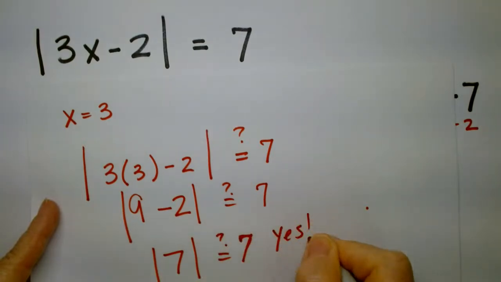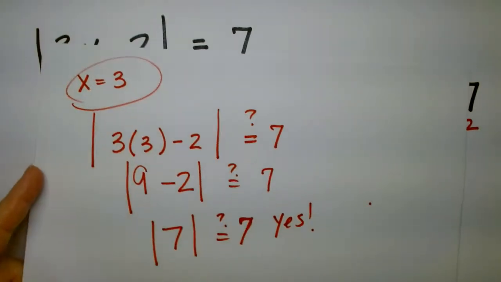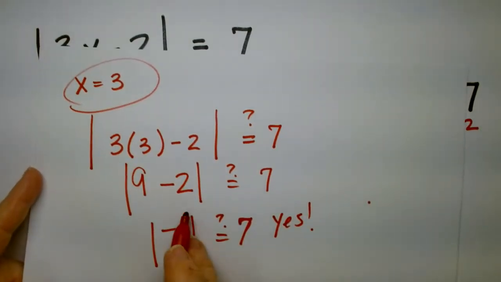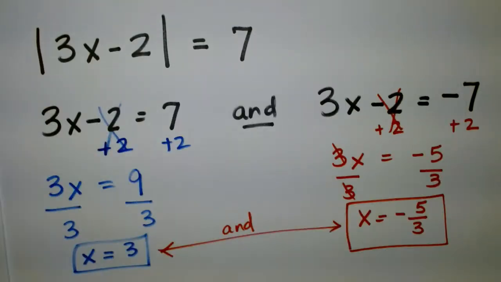Yes, it does. Yay! Okay, so x equals 3. We like that. It works. It gives us a positive 7. Take the absolute value. It's still 7. Good. What about the other one? What about the minus 5 over 3?